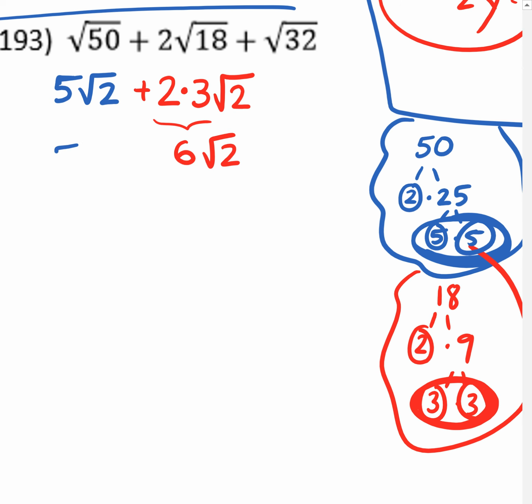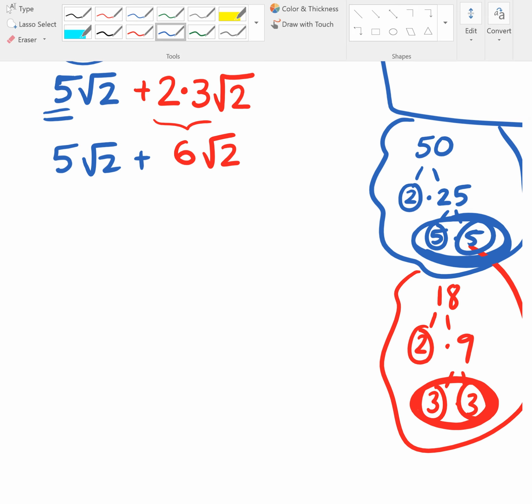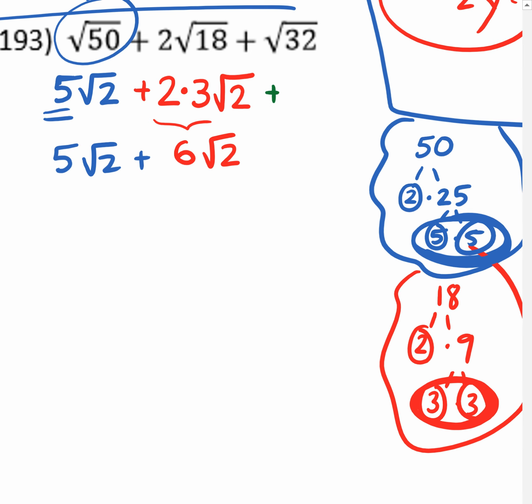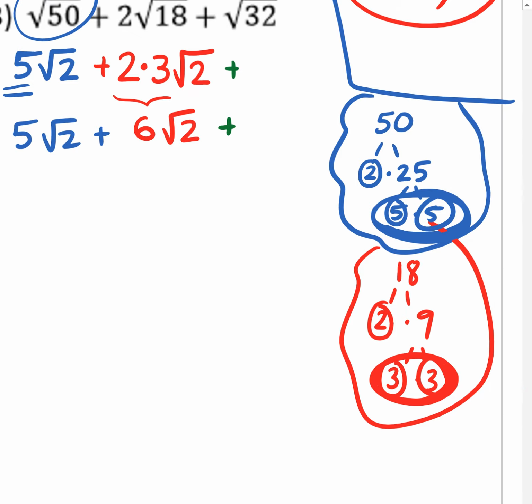Maybe I'll just bring this guy down. Yeah, if there was a number in front of the first root, the 50, then that 5 that escaped would be multiplied by that. But since there was nothing, it's just the 5. That's it. Alright, last guy. And I'm hoping we can finally combine all these guys.